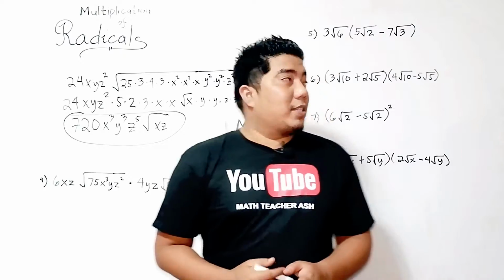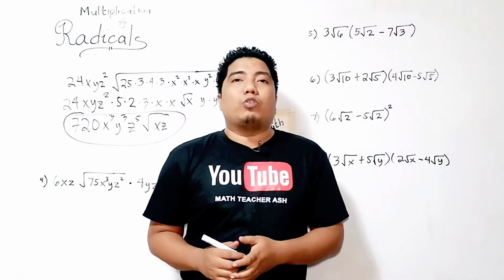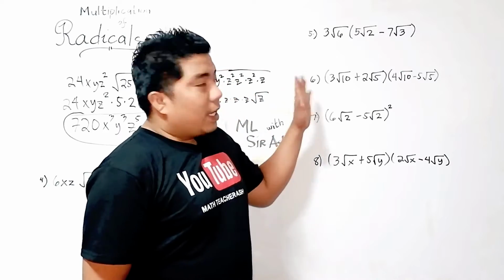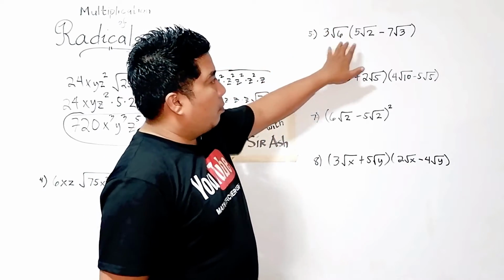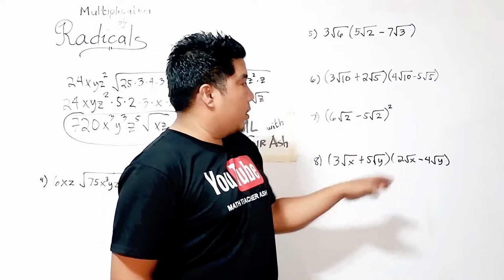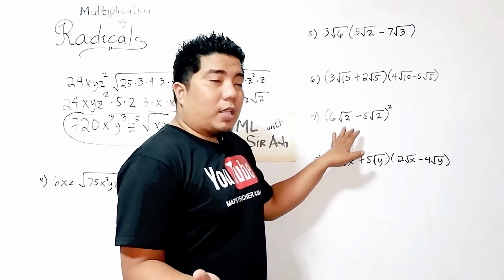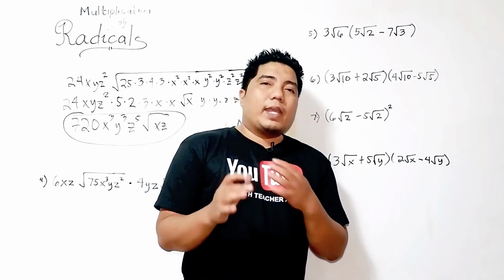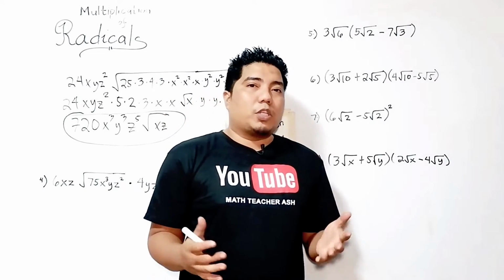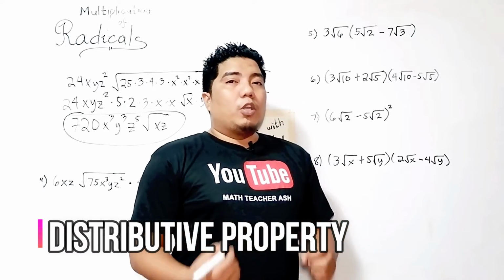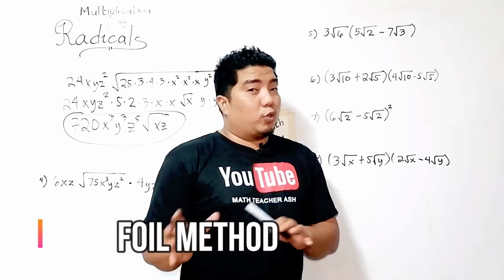So now, my dear math learners, let us go to what happens if we encounter two terms. Example number 5, we have one term multiplied by two terms. Then two terms multiplied by two terms, a square of two terms, and then two terms times two terms. If in any case you have two terms, you can just apply the distributive property or you can apply the FOIL method for two terms.